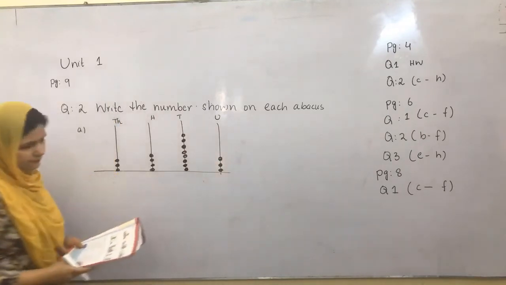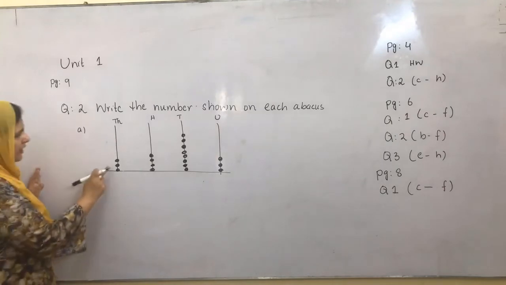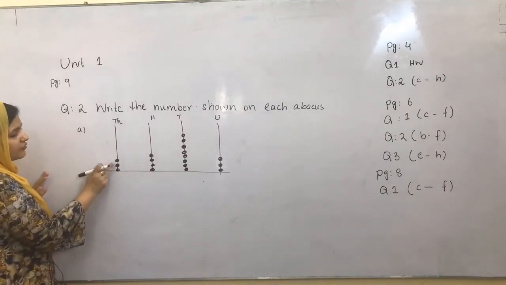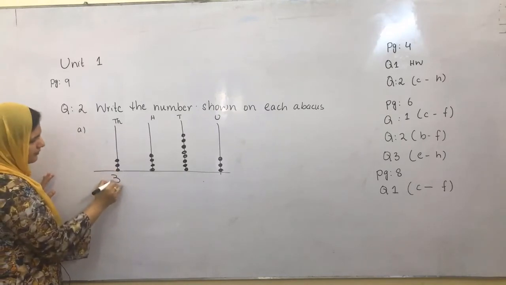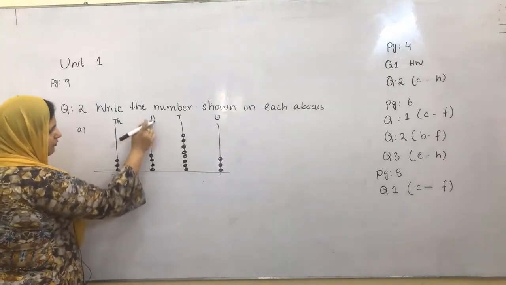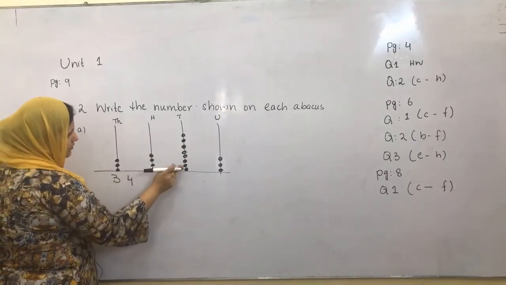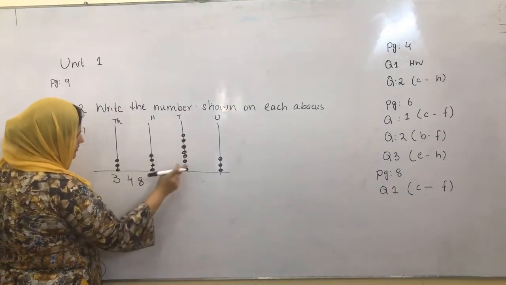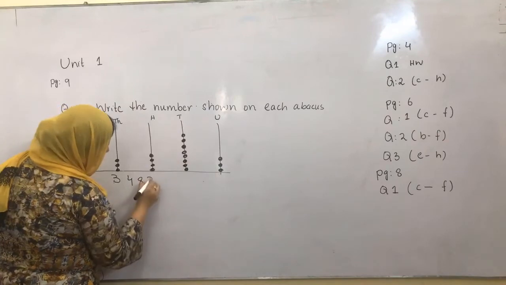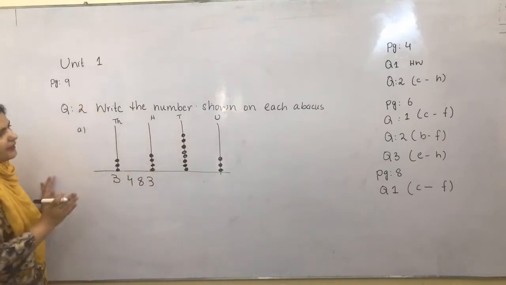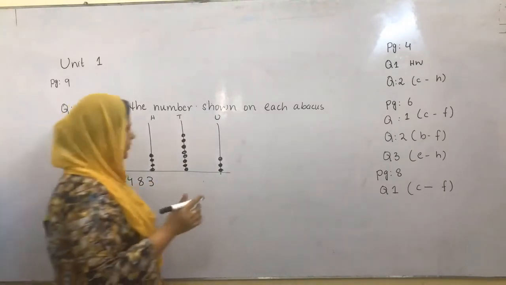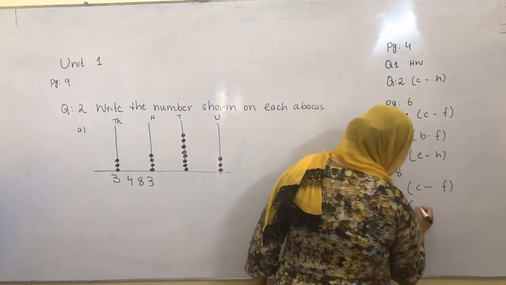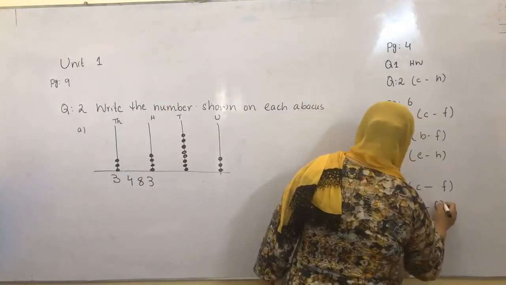1, 2, 3, 4, 1, 2, 3, 4, 5, 6, 7, 8, 1, 2, and 3. It means 1000, unit, 10, 100. Sorry, 1, 2, 3, 3000. 1, 2, 3, 4, 400. 1, 2, 3, 4, 5, 6, 7, 8, 80. 1, 2, 3, 3. 3483. Question number 2, B to F part is your homework.